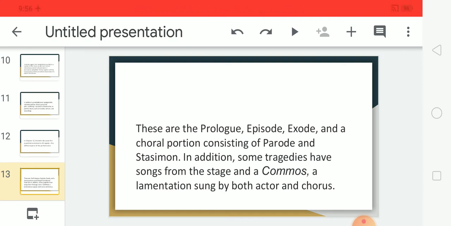Prologue is the beginning, when you are introduced to the plot, when you are introduced to the drama. Then episode, the various parts, where from one part you are going to another part, from one act you are moving to another act.